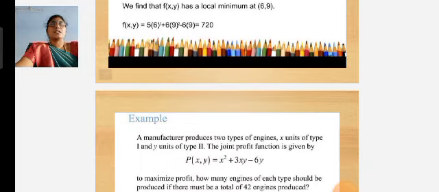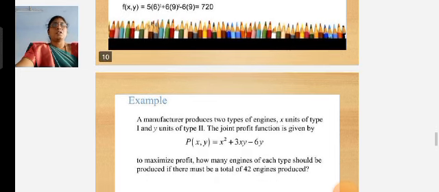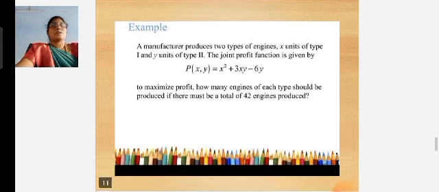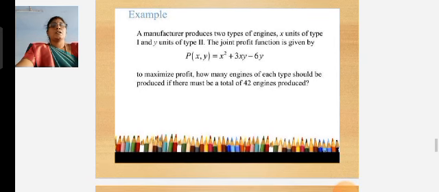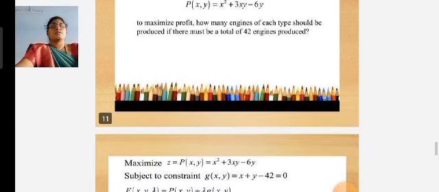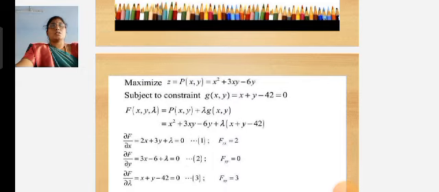Next we see another example. A manufacturer produces two types of engine, x units of type 1 and y units of type 2. The joint profit function is given by p of x comma y equal to x squared plus 3xy minus 6y. To obtain maximum profit, how many engines of each type should be produced if there must be a total of 42 engines produced? Maximize z equal to p of x comma y equal to x squared plus 3xy minus 6y subject to the constraint x plus y equal to 42.